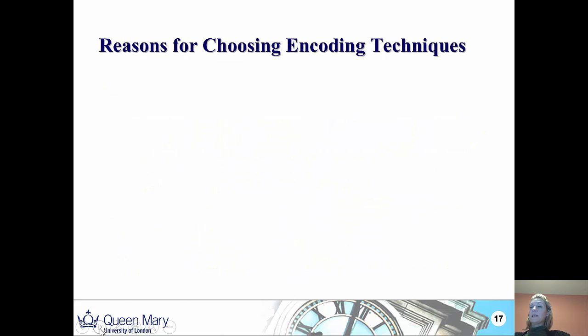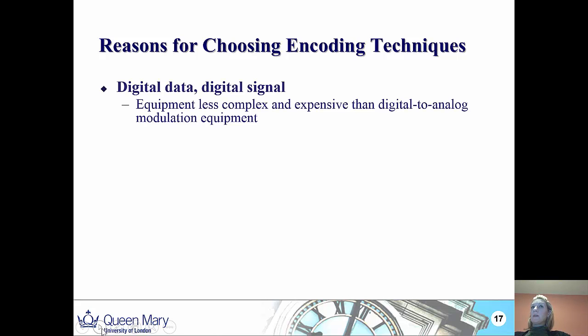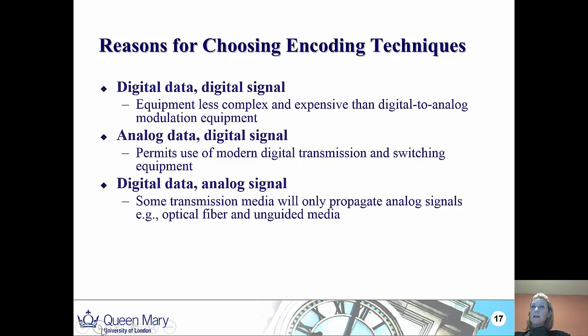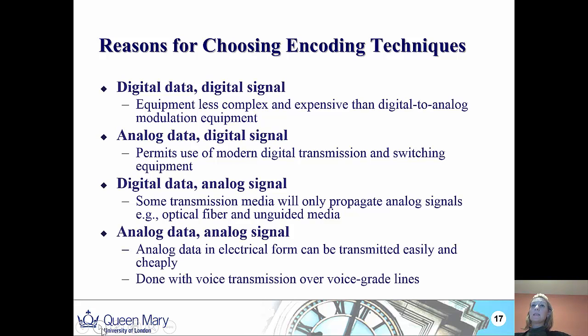There are different encoding techniques and different modulation techniques which may be applied, and a number of different reasons why each may be applied in different scenarios. We may be working, for example, with digital data and digital signals, analog data and digital signals, digital data and analog signals, and analog data and analog signals. There's a relevant modulation technique for each scenario in order to convert the signal into a form which will best be represented on the communication channel.